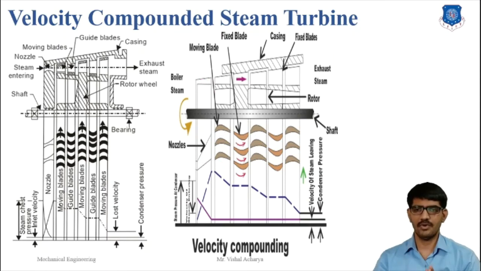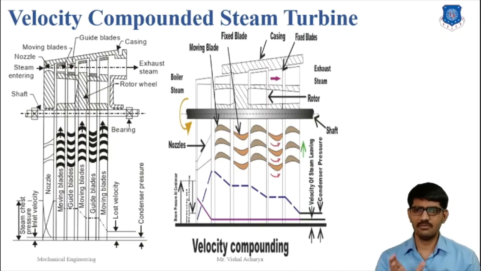Here, the velocity compound turbine. In this type of turbine, the compounding is done for the velocity of steam only. The drop in velocity is arranged in many small drops across many moving rows of blades instead of a single row of moving blades. It consists of a nozzle or set of nozzles, a row of moving blades attached to the rotor or wheel, and a row of fixed blades attached to the casing, as shown in the figure. The fixed blades are guide blades, which guide the steam to the succeeding row of moving blades.